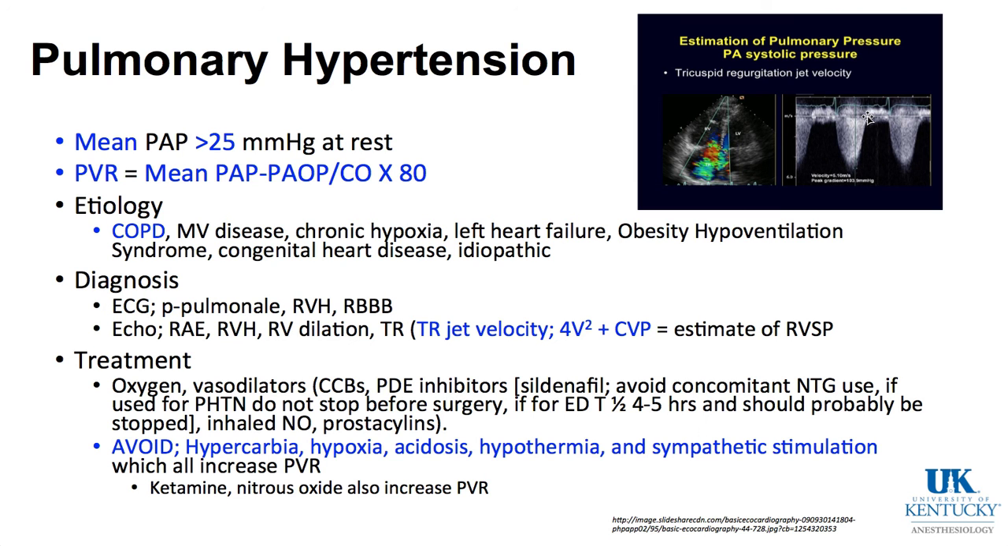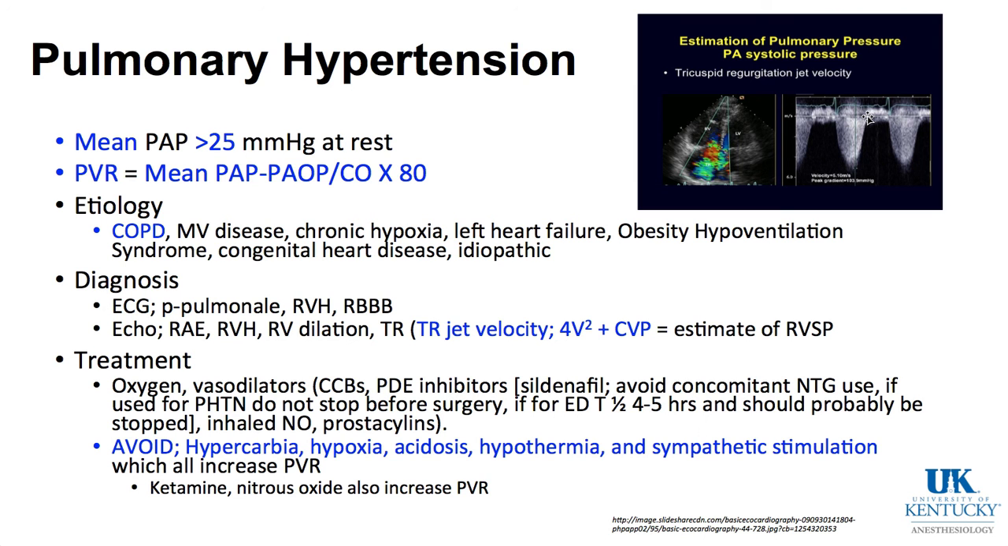Very high velocity is associated with pulmonary artery hypertension. In fact, 4 times the velocity squared plus the CVP is one way to estimate RV systolic pressure, i.e., if that jet velocity happened to be 3 meters per second, that would be velocity squared, 3 squared is 9, times 4 is 36, and let's assume CVP was 10. That would mean that RV systolic pressure was approximately 46 to 50 range.